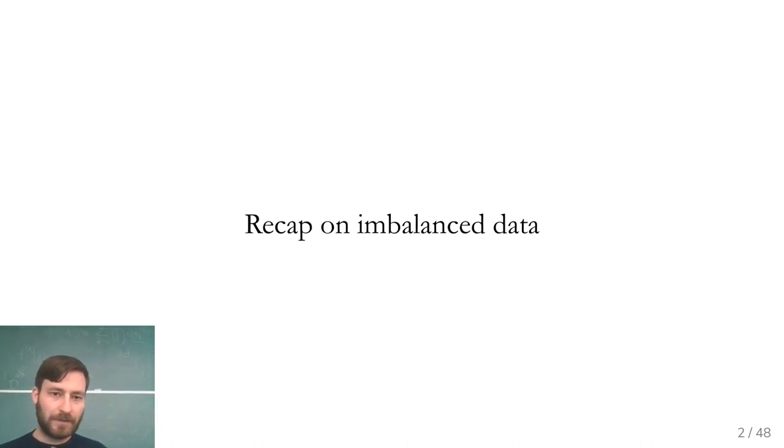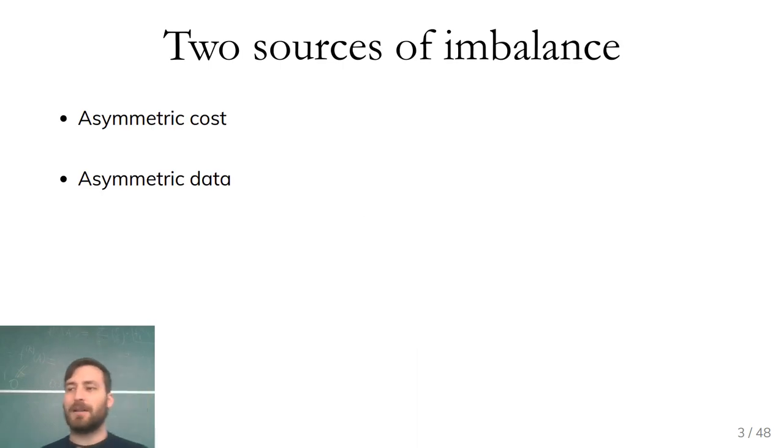All right, so a quick recap on imbalanced data. There are mainly two sources of imbalance that we talked about. One is asymmetric cost. That means that making a false positive or a false negative might have different business costs associated with them, or just different costs in terms of real-world events. Say if you misdiagnose a person one way or the other way, this has very different outcomes. The other is asymmetric data. So very rarely do you have the same amount of positive or negative samples in the data.